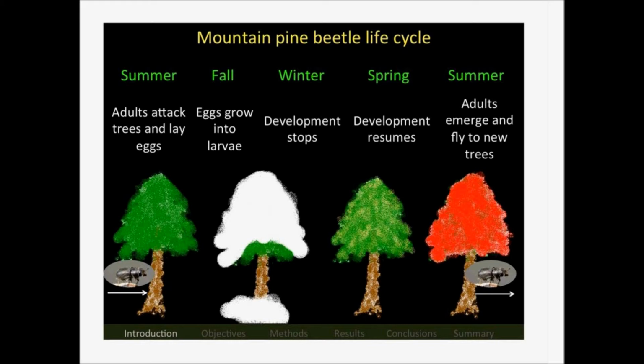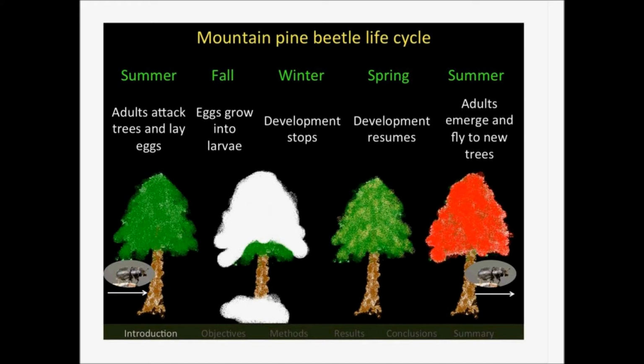When an attack is successful, the eggs are laid in the galleries. They develop then through the fall into larvae, and come winter, development stops, and they overwinter in the larval stage. In the spring, as temperatures warm, development resumes again, and then till the following summer when new adults emerge and fly to attack new trees. So a tree that is red this summer was actually killed the previous year.